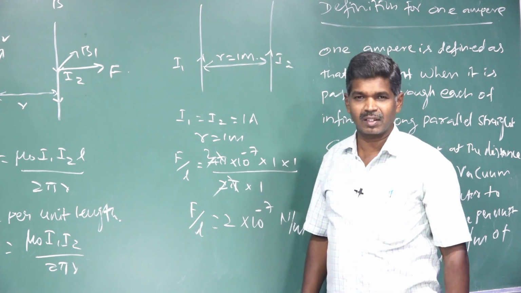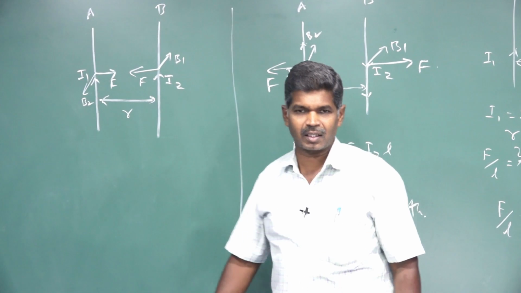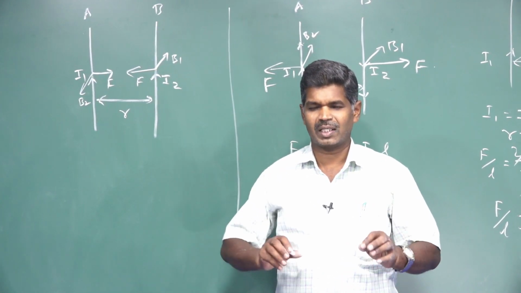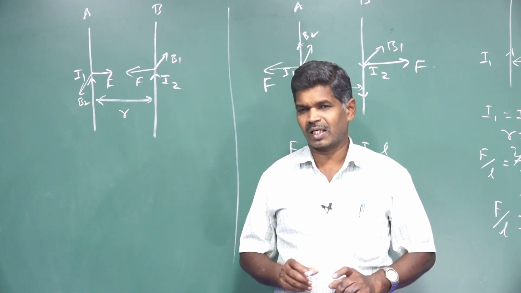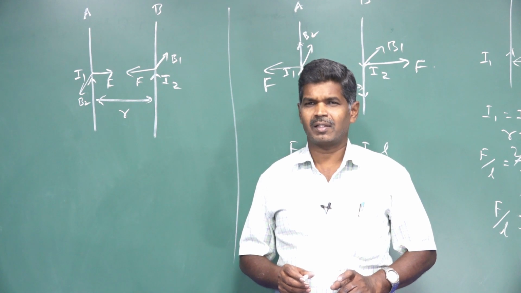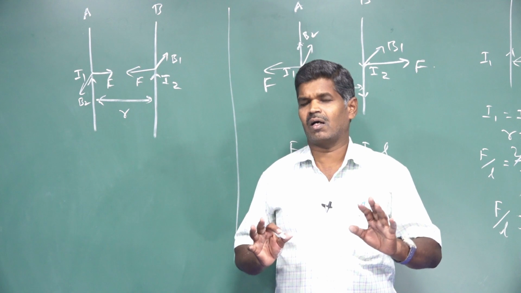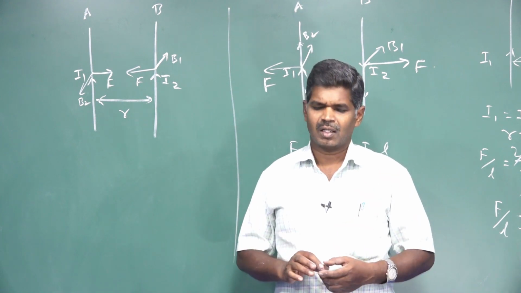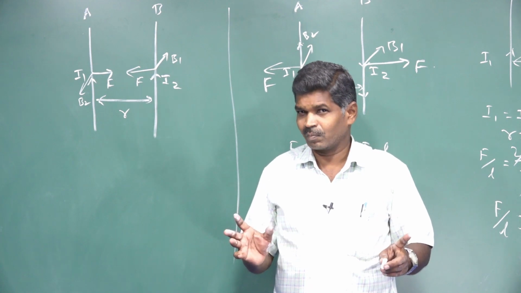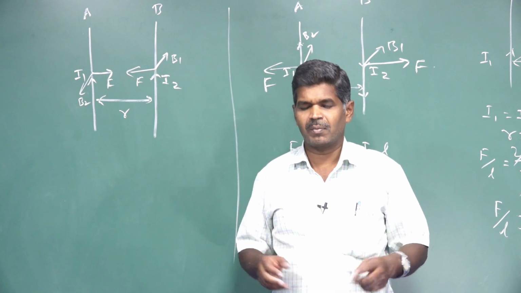Based on that derivation, we have completed the force between two parallel current carrying conductors. The general formula for the force per unit length between two parallel current carrying conductors is mu naught I1 I2 divided by 2 pi r, which gives the magnitude. Based on Fleming's rule, we can give the direction of the forces. If the current through both conductors is in the same direction, the two attract. If the currents flow in opposite directions, they repel.